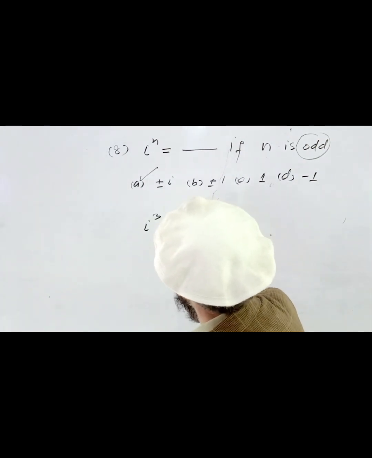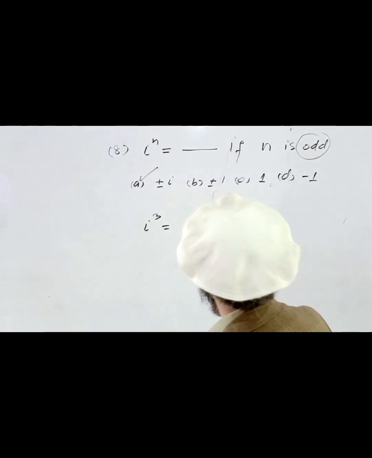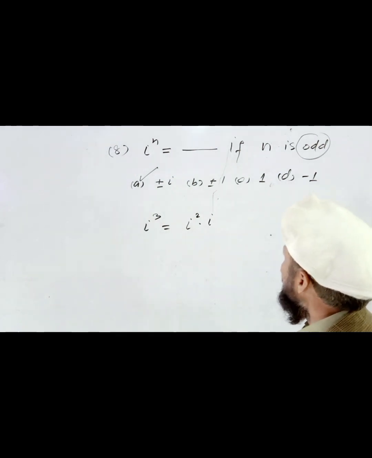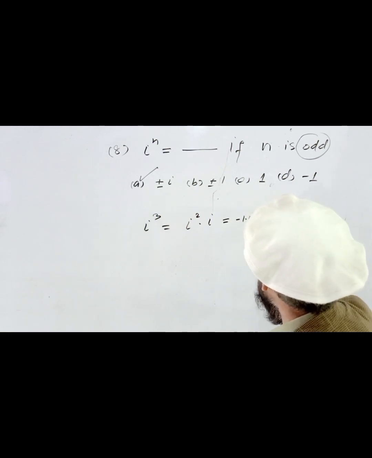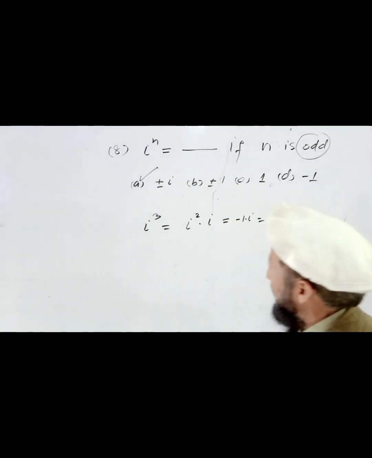According to the question, if n is an odd number, for example iota power 3, what is the result? We can write iota square into iota, so the result will be minus 1 into iota. So we will get minus iota.